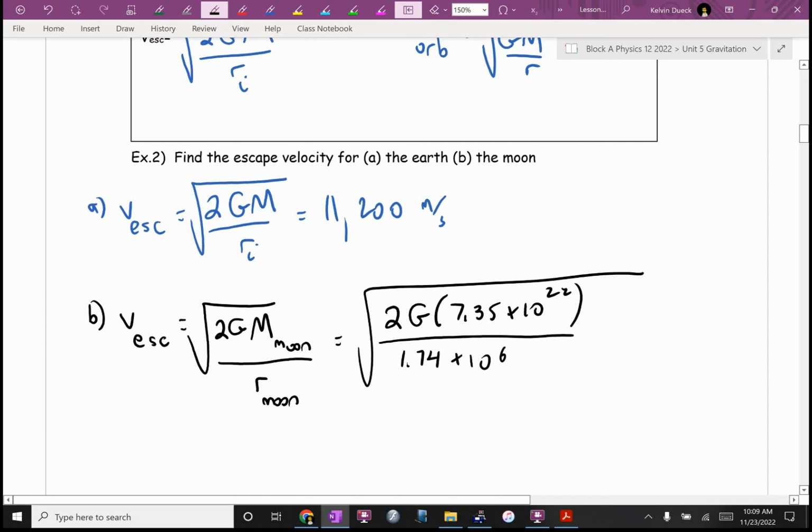First of all, do you think escape velocity from the moon is going to be bigger or smaller than from the Earth? We can make a prediction. We've got to get an answer smaller than 11,200. Jan, what'd you get? 2,370?